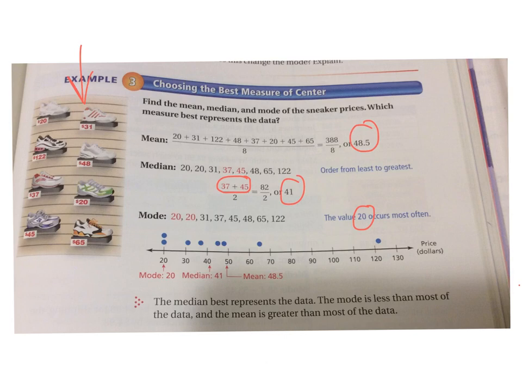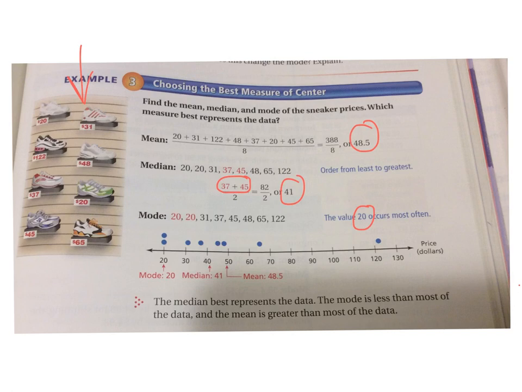So I have to decide which value best represents the data. Well, I don't think that 20, the mode, is the best representation of this data, because the mode is the one that occurs the most often, but the one that occurs the most often is definitely the lowest price. And there are several shoes that are in the $45 to $48 to $30 range, and so $20 does not represent this data.